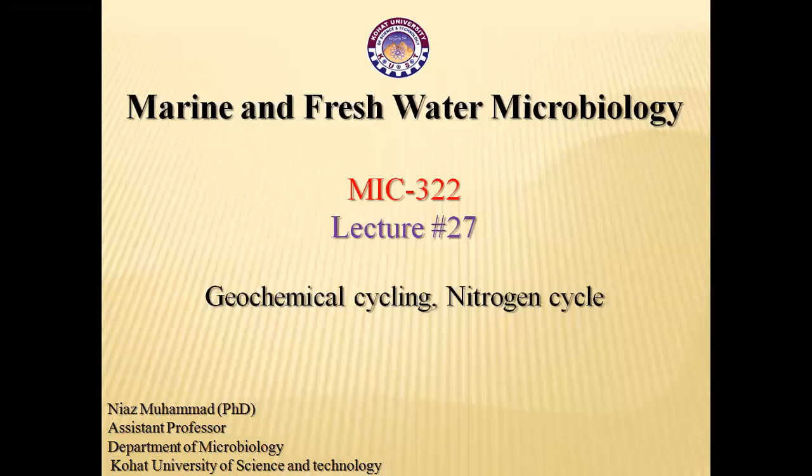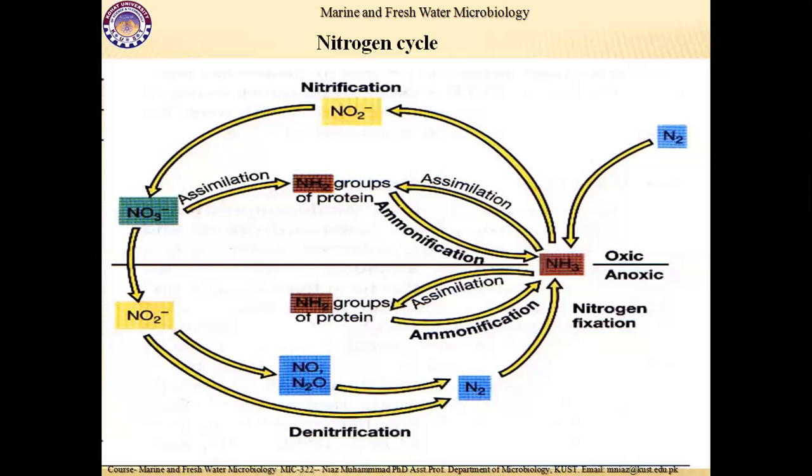Here we have to talk again about geochemical cycling, especially the nitrogen cycle. The basic structure and basic cycle changes we have studied in the previous class. If you remember, nitrogen is present in ammonia form or in any other intermediate form, nitrate or nitrite. So these are converting from one form to another form.